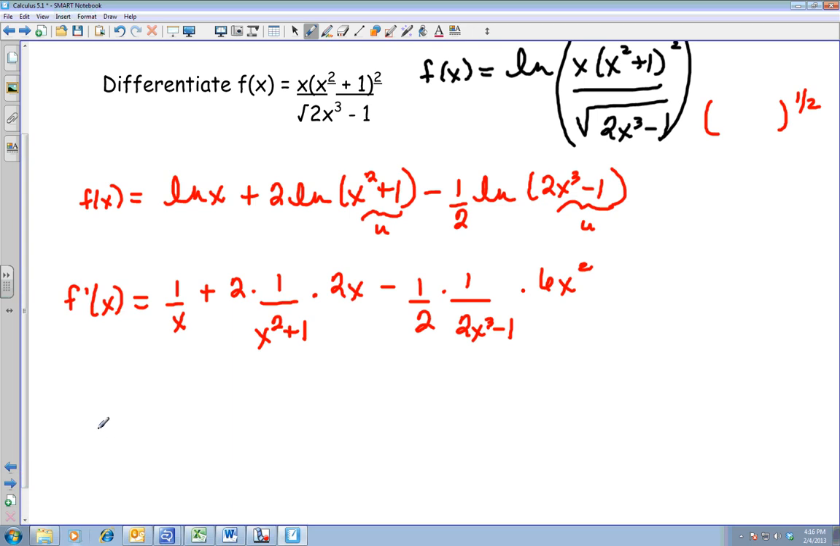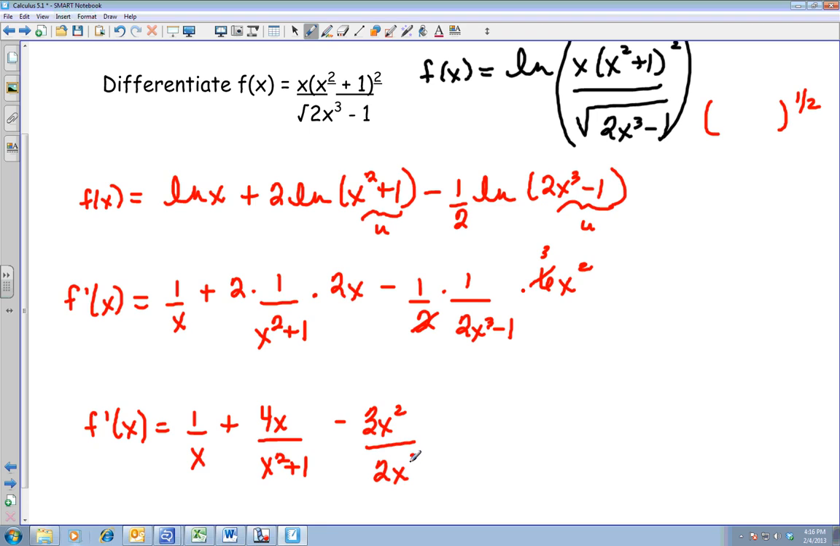So now I'm just going to simplify. F prime of x equals 1 over x plus 2 times 2, that gives me 4x over x squared plus 1, minus, my 6 and my 2 will cancel. So that's going to be 3x squared over 2x cubed minus 1.